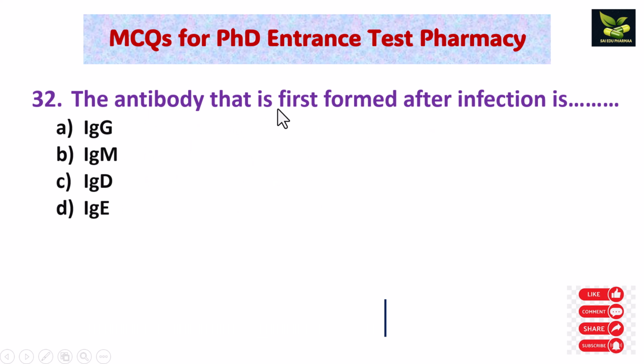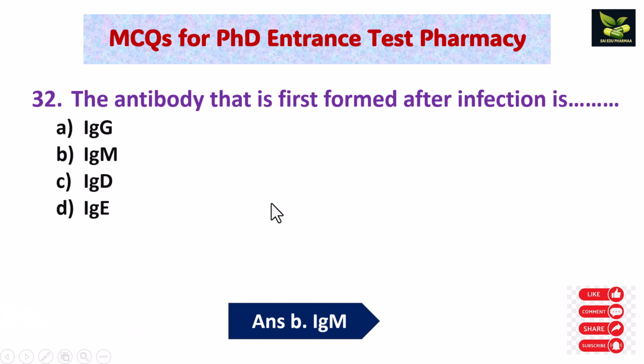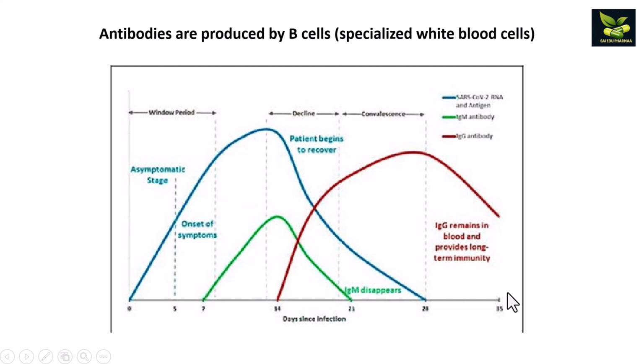The antibody that is first formed after infection is IgG, IgM, IgD or IgE. When the infection occurs, then IgM is formed. You can see in this graph, when the onset of symptoms occurs, then IgM is produced, and after that IgG is produced. And when the patient begins to recover, then IgM disappears, but IgG remains in blood and provides long-term immunity.